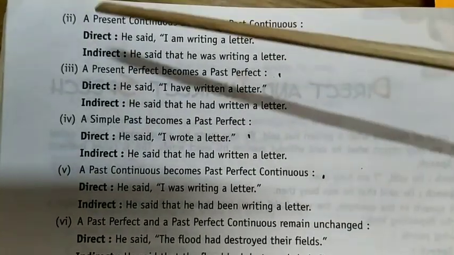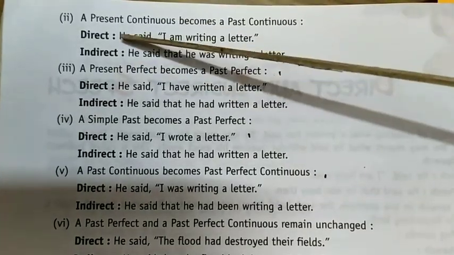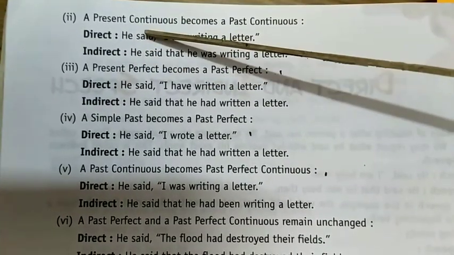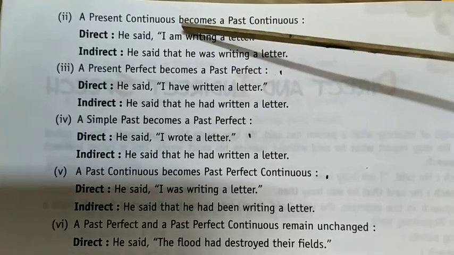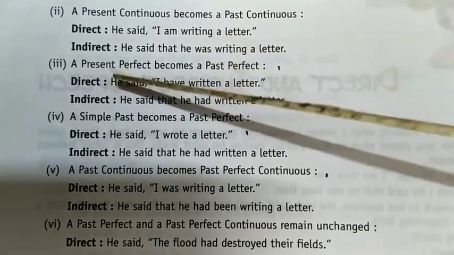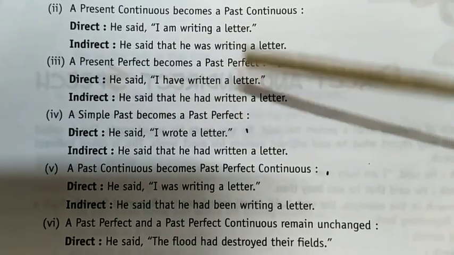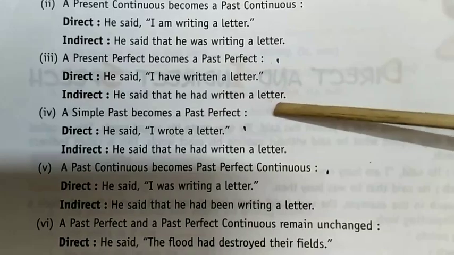Let's see. A present continuous becomes a past continuous. He said, I am writing a letter. So, he was writing a letter. A present perfect becomes a past perfect. He said, I have written a letter. He said that he had written a letter. Present perfect to past perfect.